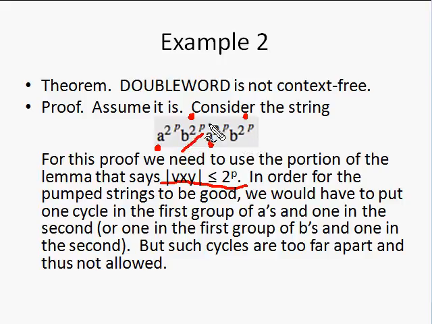You can't put them here and here. You can't put them here and here. You can't put both cycles in these A's. You can't put both cycles in these B's. There's just no place to put 2 cycles in this double word, since we know that you can't put them where you'd like to put them. There's no other good places to put them that keeps the string a double word when you pump.